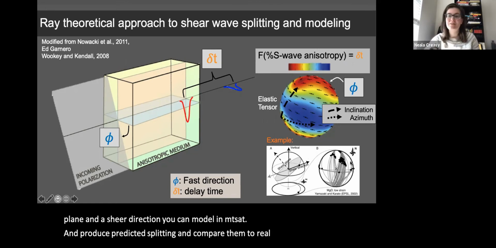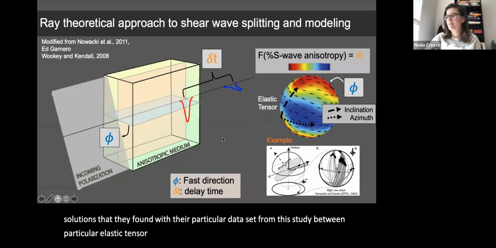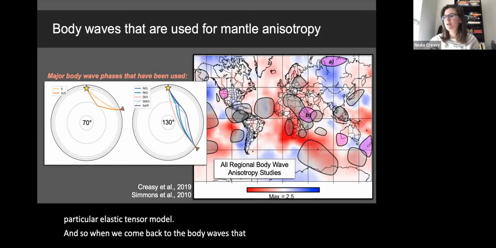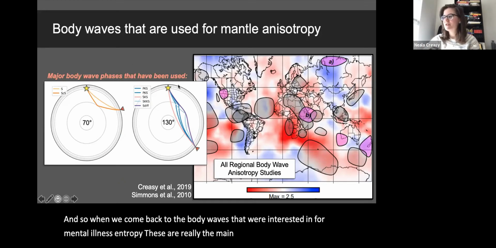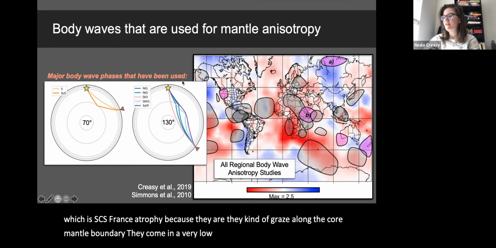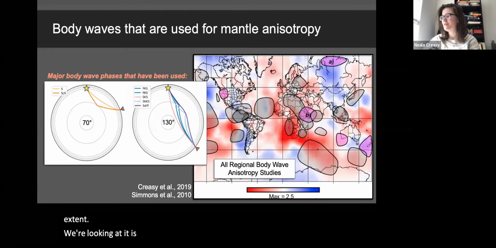So these are solutions that they found with their particular data set from this study, between a particular elastic tensor model. Okay. And so when we come back to the body waves that we're interested in for mantle anisotropy, these are really the main ones: S and ScS for anisotropy, because they graze along the core mantle boundary. They come at a very low angle. And then of course, all the KSs, PKS, SKS, SKKS, and even S diffracted have also been used to some extent for looking at anisotropy in the deep mantle.